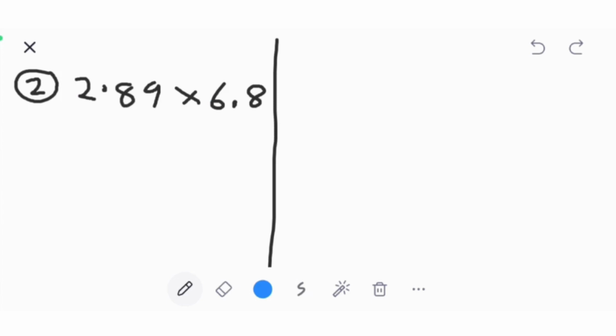So you write 2.89 at the top. The number with more digits should always be written at the top. Don't forget that. The number with more digits should be written at the top. Then you write 6.8 at the bottom, 6 under 8, then 8 under 9. Then you multiply.